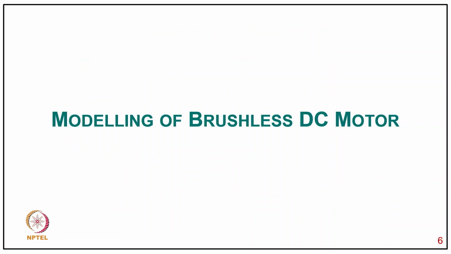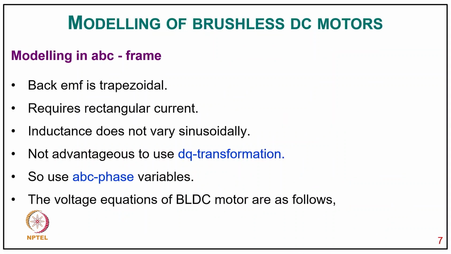Coming to modeling of brushless DC motor in the ABC frame: the back EMF is trapezoidal and requires rectangular current, and inductance does not vary sinusoidally, so it is not advantageous to use the DQ transformation, and we use the ABC phase variables.